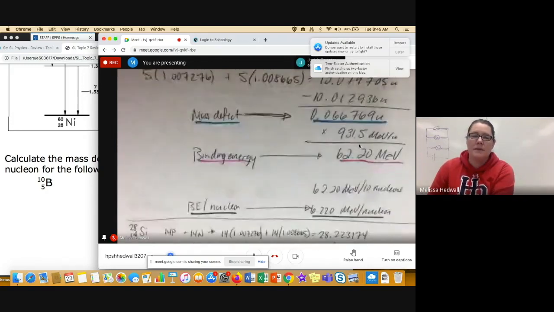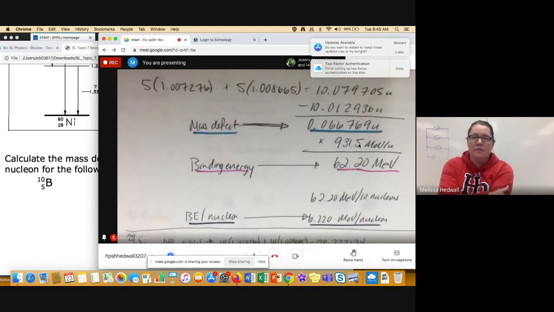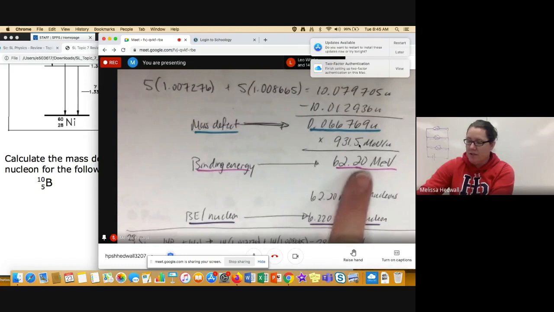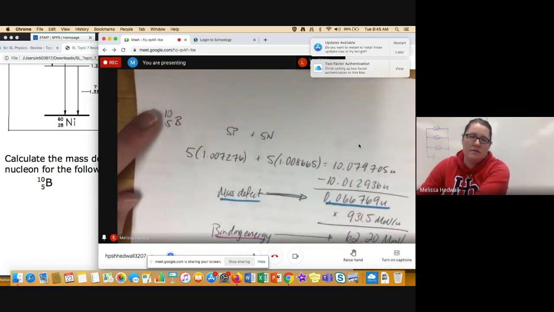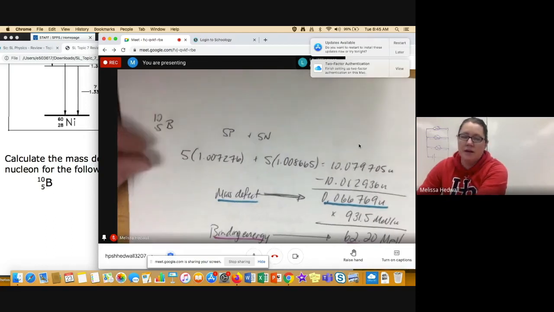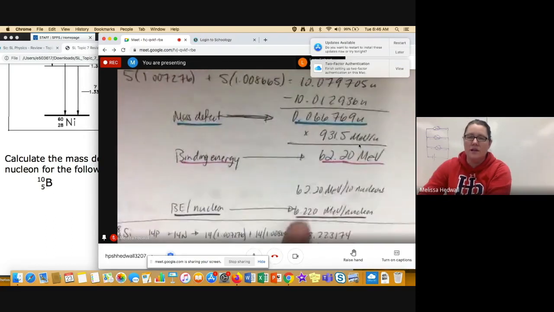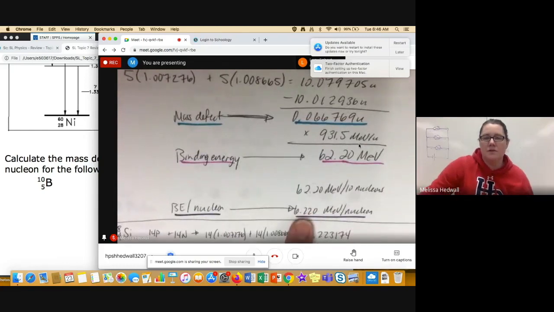And then the last piece that we have is figuring out your binding energy per nucleon. And so you take this binding energy that you have and you divide it by the number of nucleons that you have in this nucleus. And so we'll take the 62.20, we're going to divide by 10 because we have 10 nucleons, and it gives us 6.220 mega electron volts per nucleon.